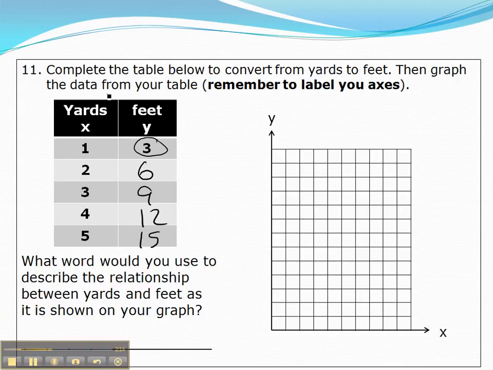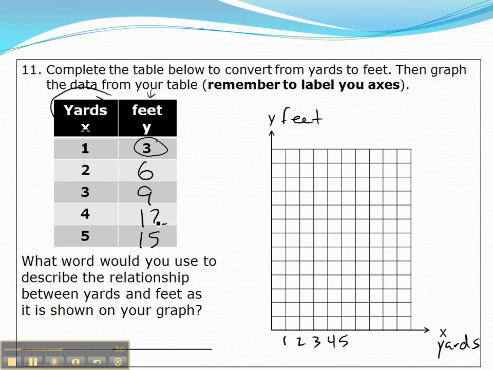So on my x-axis, I need to label my x-axis yards. And I need to label my y-axis feet. Then I need to decide how to number my axes. The values of x go from 1 to 5, so I have plenty of room on my x-axis to just go 1, 2, 3, 4, 5. Each line increases by 1.